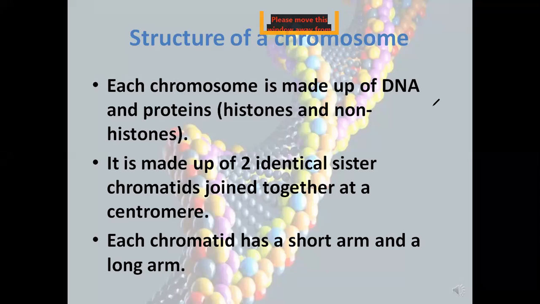So these are the two sister chromatids. This is the first sister chromatid, and this is the second sister chromatid. They are attached in the middle. This is called the centromere. Each chromosome has a short arm and a long arm.